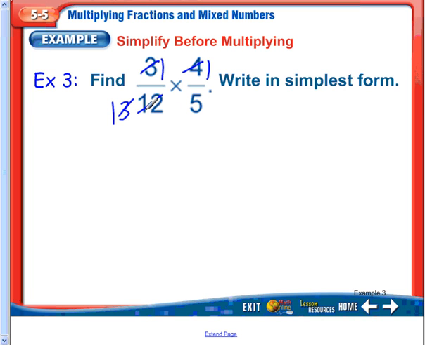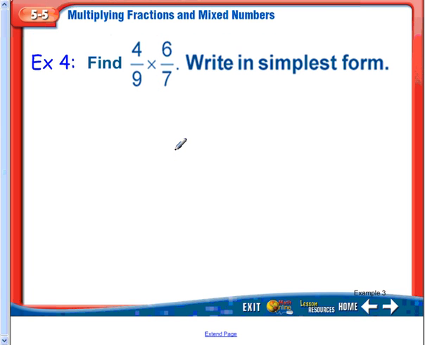Okay, the only thing I'm not able to simplify is denominators with denominators or numerators with numerators. I must look either down or up or diagonally when I'm simplifying. Okay, right now I can do 1 times 1, which is 1, and 1 times 5, which is 5. I cannot simplify this fraction, so it is in simplest form.